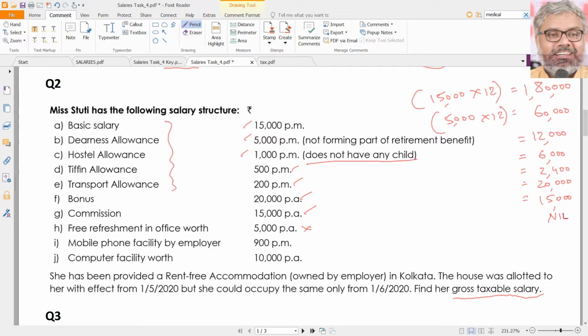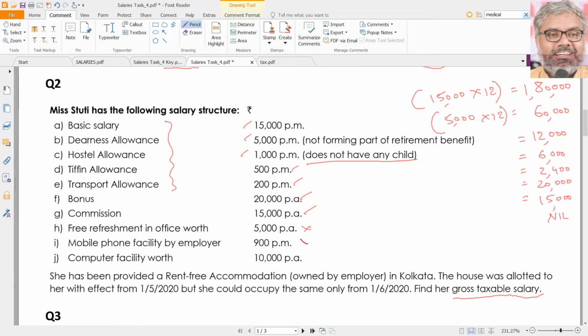You should say nil, but you should write the item free refreshments in office. Amount is nil in the amount column. Then you should write a note simply telling free refreshment provided by the employer to the employee during office hours is not taxable perquisite. Simple, one line, no stories.